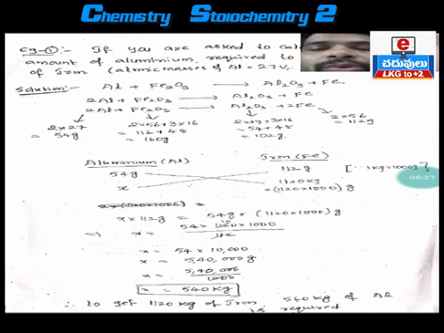So what are the coefficients in this equation? Before aluminium 2 is placed. Before iron oxide 1 is placed. Before aluminium oxide 1 is placed. Before iron 2 is placed. So here 2 aluminiums are there. So 2 into 27, how much? 54 grams. Express the weight of aluminium in grams. 54 grams. Clear?